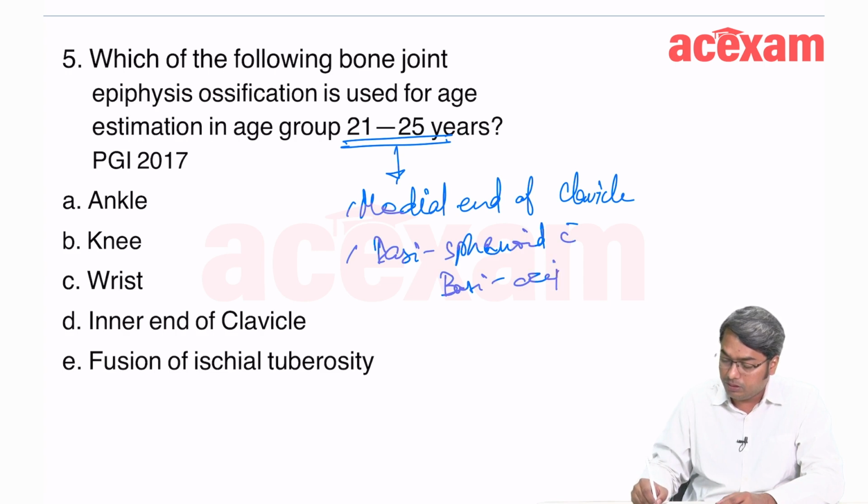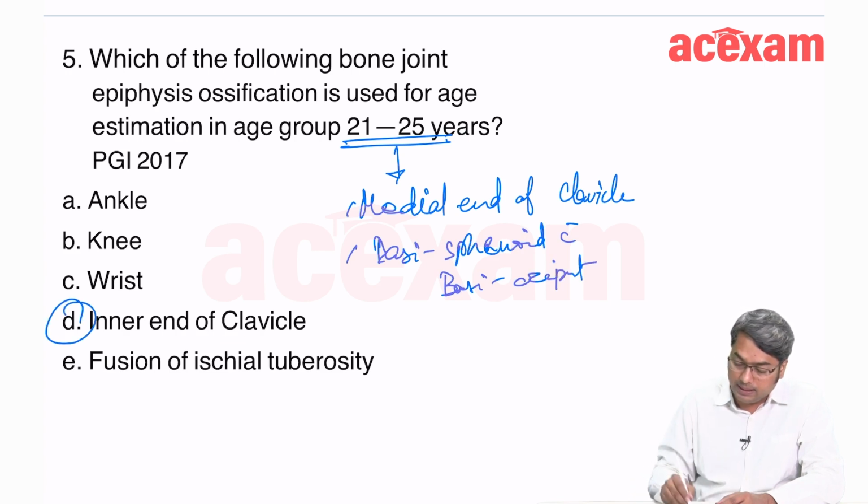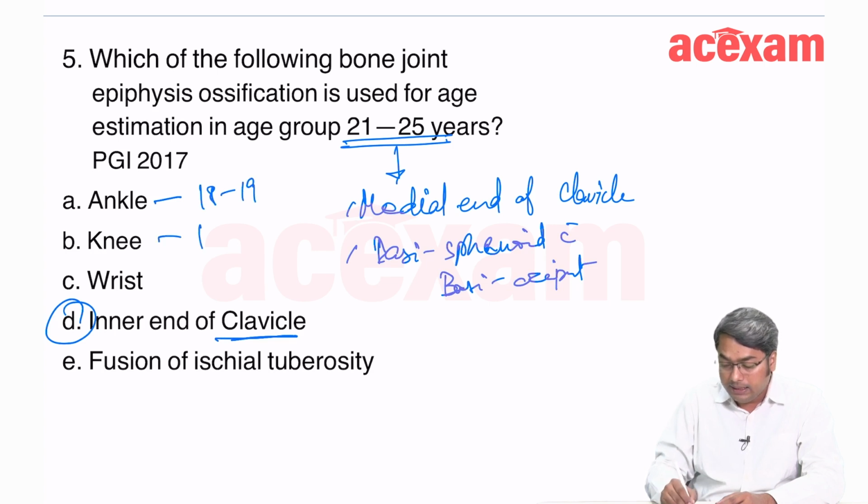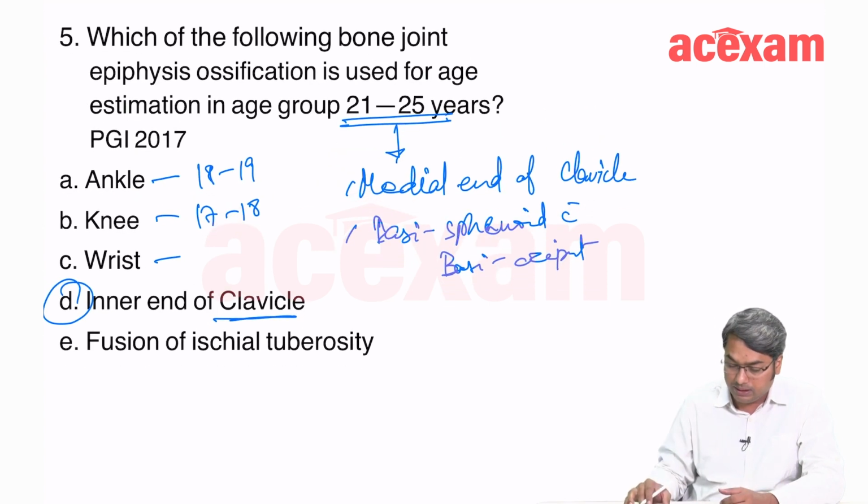Basi occiput. So the correct answer is inner end of clavicle. Ankle, it is for 18 to 19 years, knee 17 to 18 years, wrist is also 18 to 19 years.